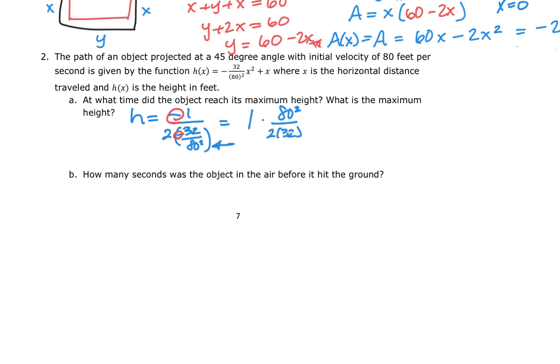All right, so I'm going to do this in my calculator: 80 squared, divided by 2 times 32. And I get h is 100.